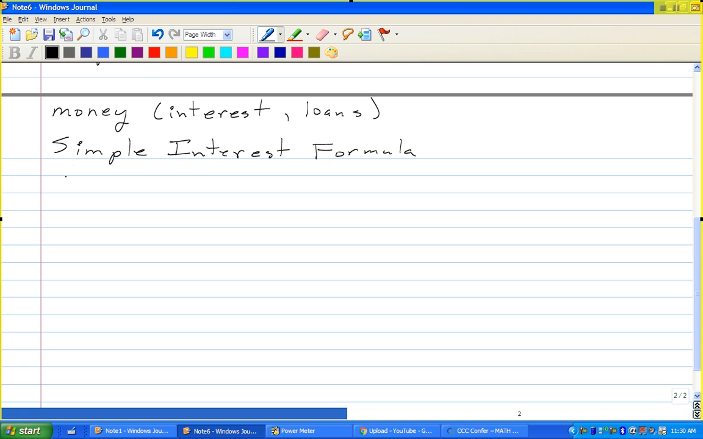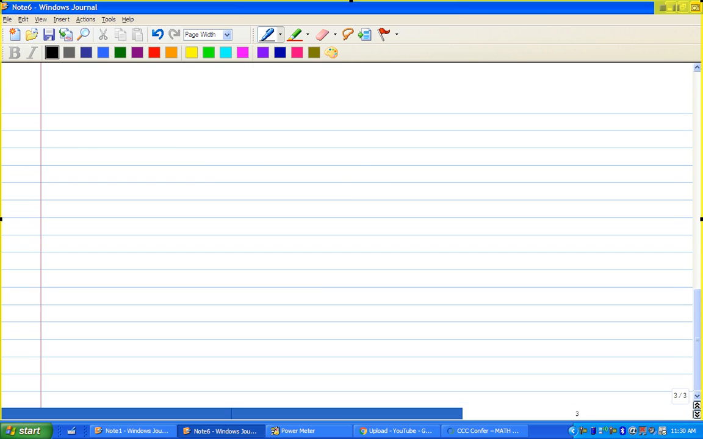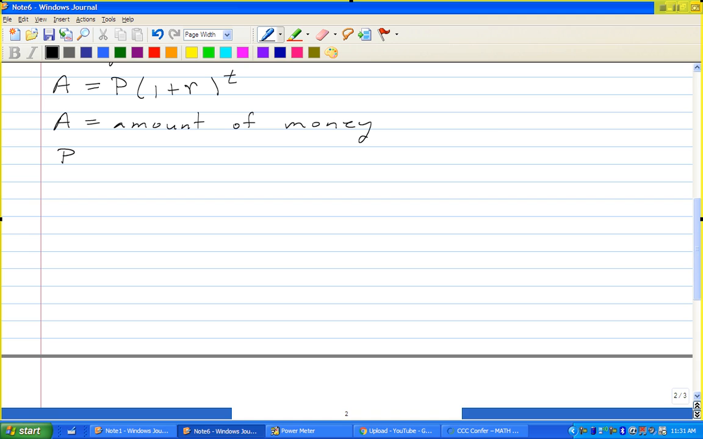The simple interest formula is just A equals P(1 plus r) to the t. This is where A is the amount of money that you have at some particular time t. This will include both how much you start with, the principal, and the interest that you happen to have at time t. P is the principal. It is the amount of money that you initially invest into this financial instrument.